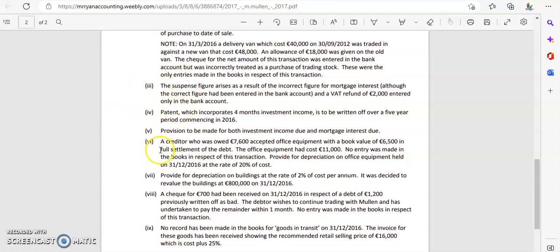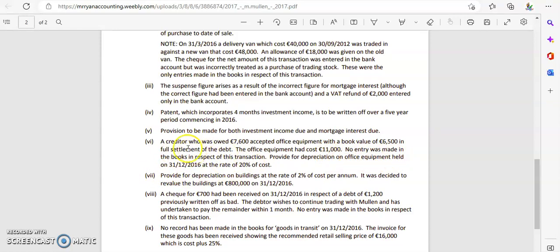Okay, so let's have a look at working 6 for 2017 M. Mullen. A creditor who is owed 7,600 accepted office equipment with a book value of 6,500 in full settlement of the debt. The office equipment had cost 11,000. No entry was made in the books in respect to this transaction.